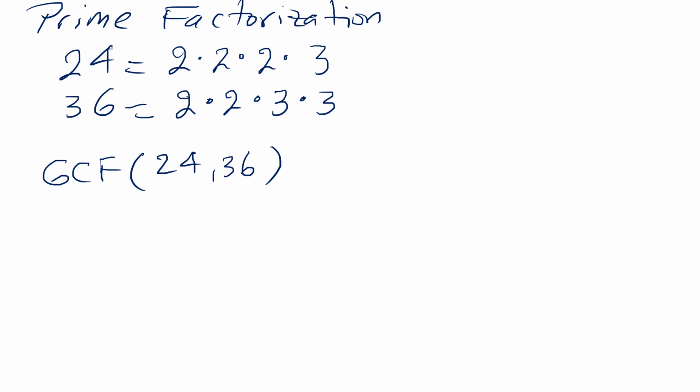An easy method, of course, is just to line them up and see what they have in common, right? It looks like they have the 2, they have the 2, and they have the 3, right? So let's change this to blue: 2 times 2 times 3, which is a 4 times 3, a 12.